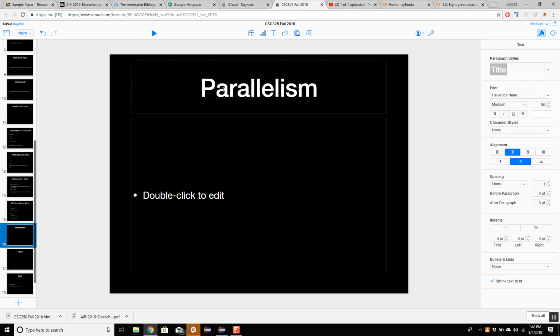Parallelism. Oh, is that right? It's not screaming about it. I'm shocked I got that right. Okay, there's another one. Parallelism. Here, I'll say parallelism in CPUs, because that's really what I'm talking about here.